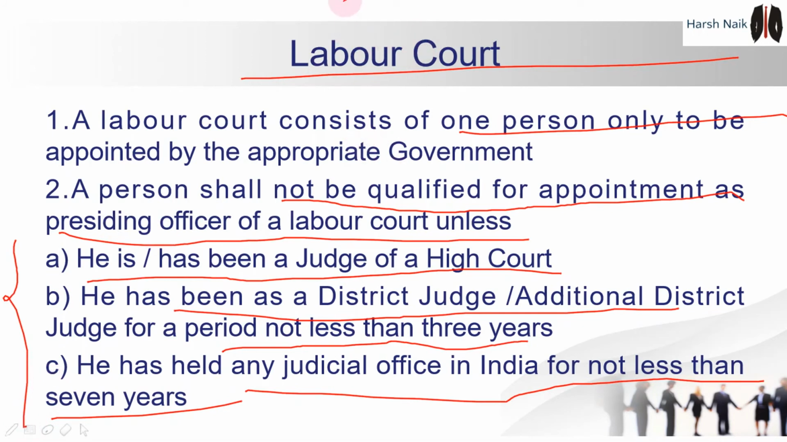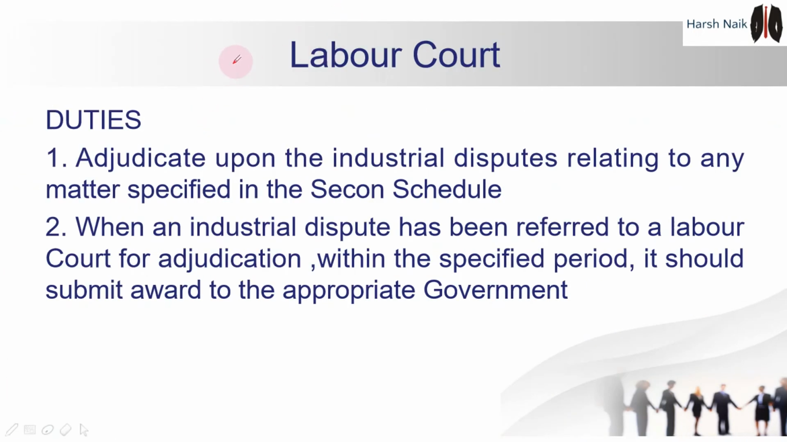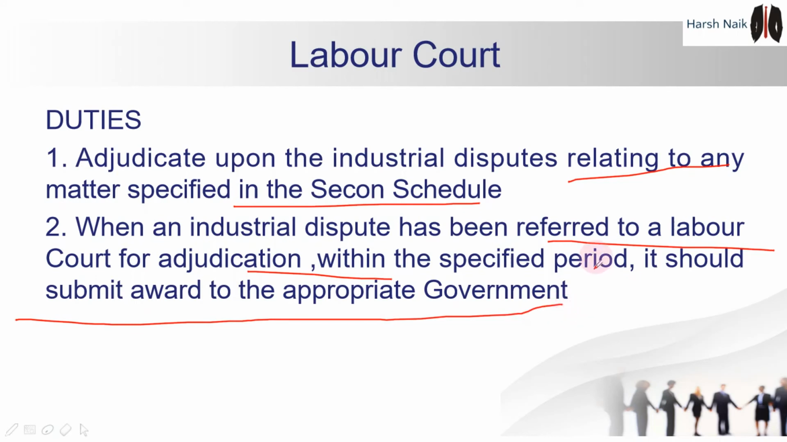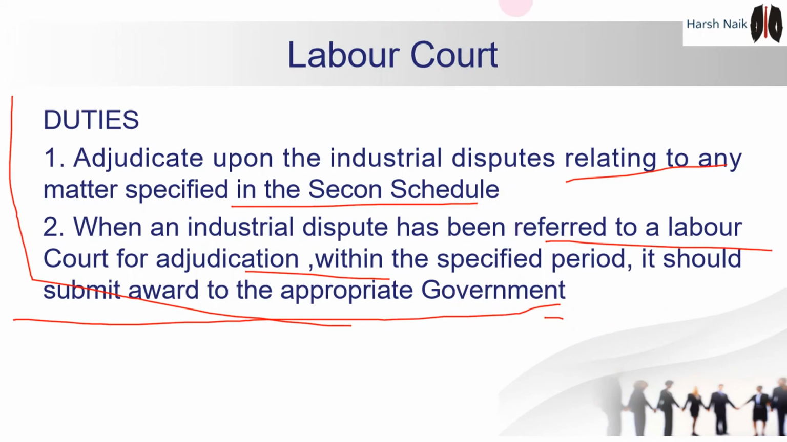These are the criteria. And what are the duties? That is, to adjudicate upon the industrial disputes relating to any matter specified in the second schedule. When an industrial dispute has been referred to a labor court for adjudication, within the specified period it should submit its award to the appropriate government. So the labor court passes these cases on to the upper level, right? That is the duty of the labor court.